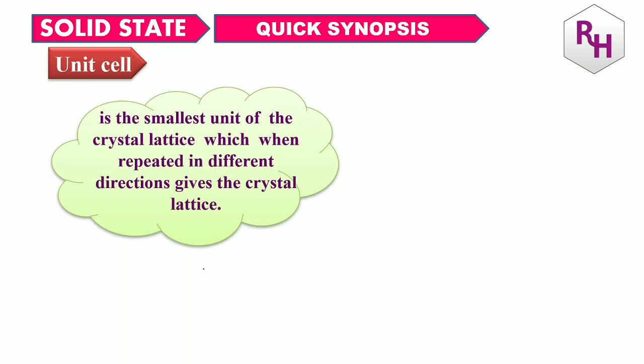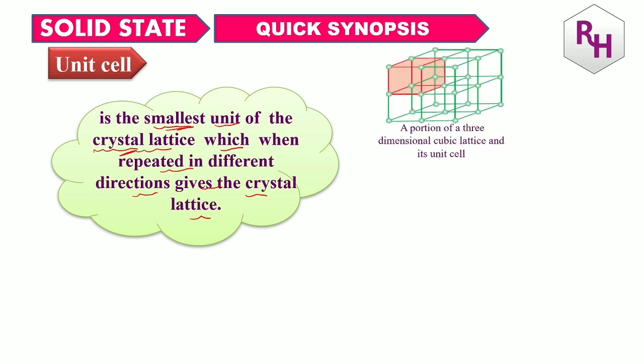What is a unit cell? A unit cell is the smallest unit of a crystal lattice which, when repeated in different directions, gives the crystal lattice. Which means, very simple, it is an arrangement of the lattice points, a three-dimensional arrangement that we call a crystal lattice. The smallest unit of that crystal lattice is known as the unit cell. Like this is one unit cell. Whatever the colored one you are going to see here, we can call it a unit cell. Like this, many unit cells will be present in the whole crystal lattice.